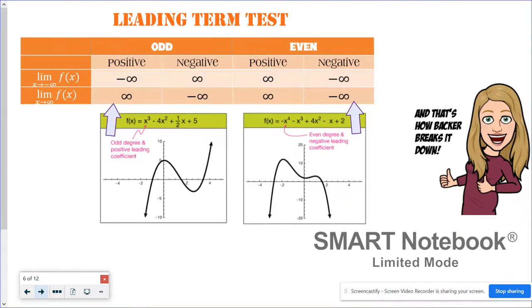So the leading term test, remember, looks at the term that has the biggest degree. Looking at this function here, it has an odd degree and the term itself is positive, so its end behavior on the left is negative infinity and on the right is positive infinity. This one right here, I would describe as being even, and it's also negative. So the left and right end behavior are both negative infinity.